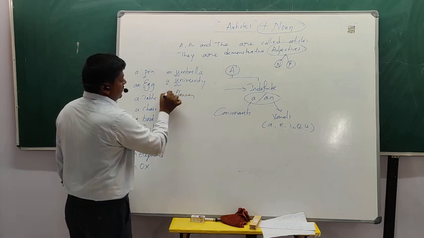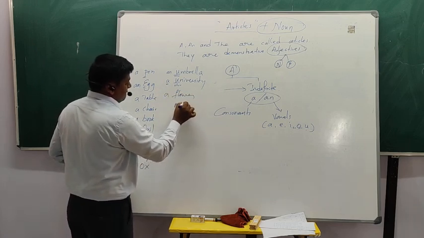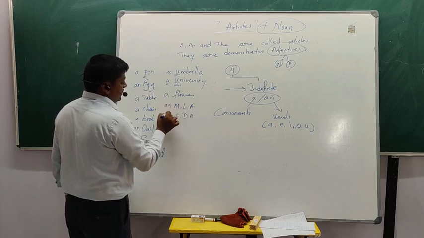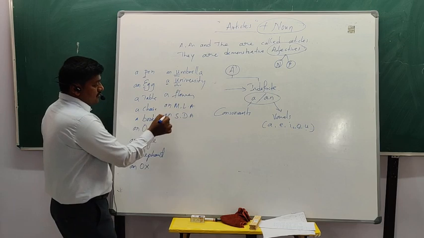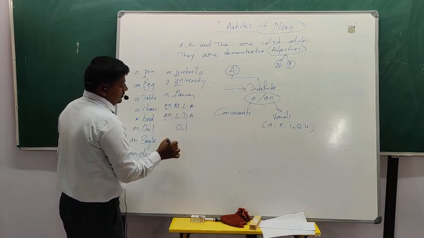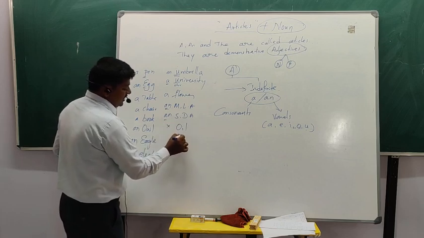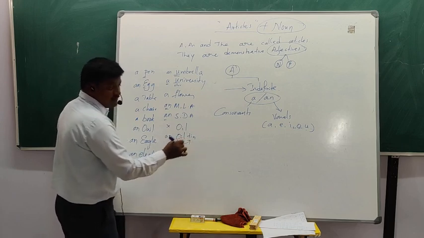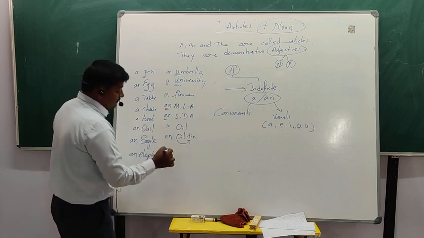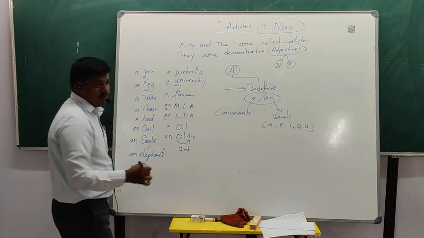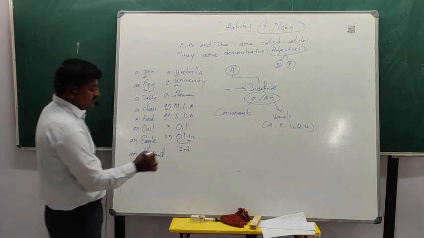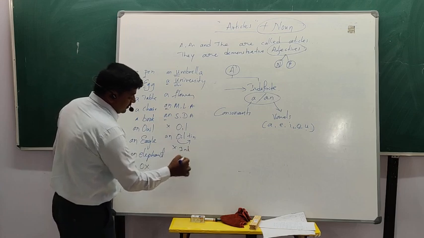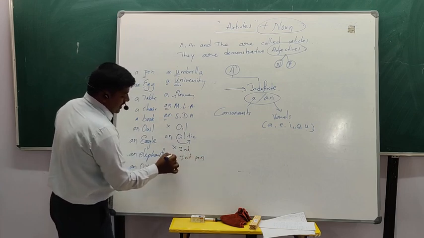A flower, an MLA, an SDA. These are abbreviated forms, and an is usually used with them. Oil: we cannot use a or an before oil, but we can use an oil tin. Why? Even though oil starts with a vowel, we have taken this for a tin. So that's why an oil tin. Ink is in liquid form, an uncountable noun. Oil, ink, milk: so you should not use a or an, as it indicates a numerical sense. When there is a noun after it, like ink pen, then only: an ink pen.